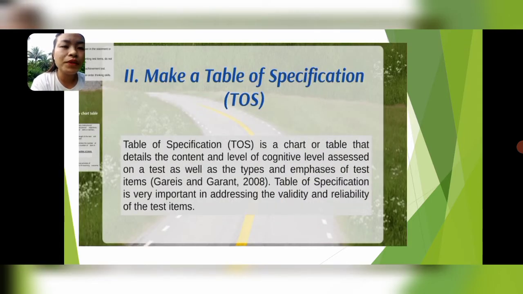Make a table of specification. Table of specification or TOS is a chart or table that details the content and cognitive level assessed on a test, as well as the types and emphasis of these items. Table of specification is very important in addressing the validity and reliability of the test items.